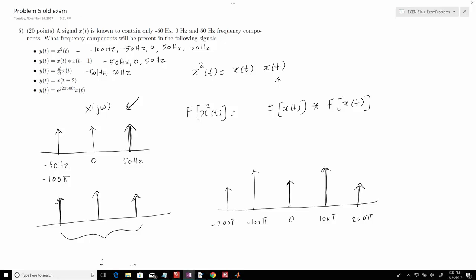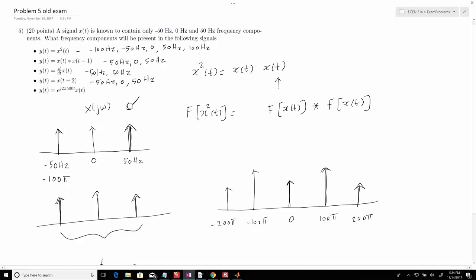And part D is y of t is x of t minus 2. What should be the answer for this part? It's very similar to part B, right? That should be the same, because just shifting a signal in time should not change any of the frequency components. You should just multiply the Fourier transform by e to the negative j2 omega. So the answer is still negative 50 hertz, 0 and 50 hertz.